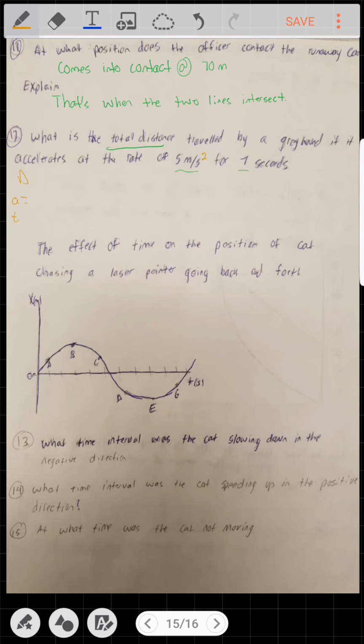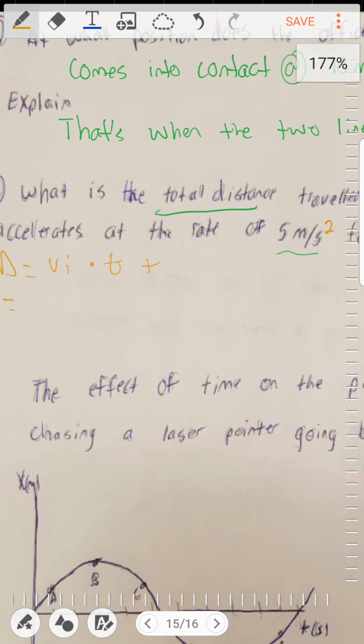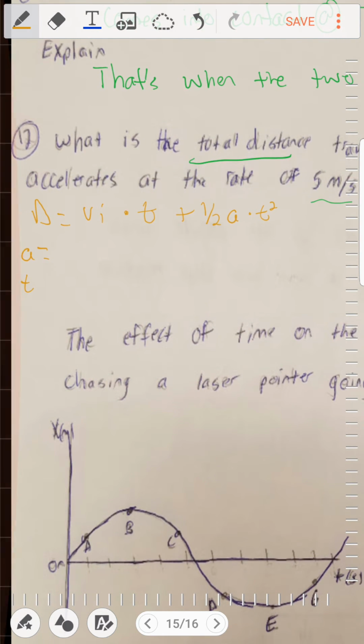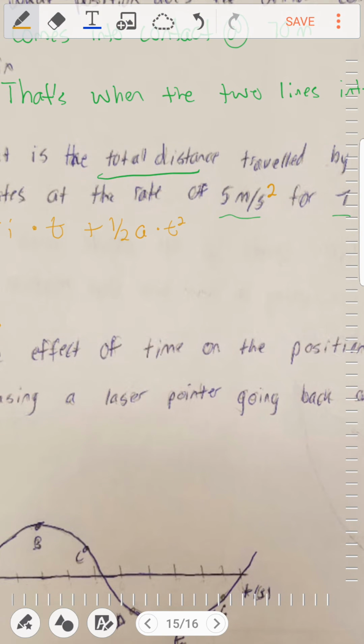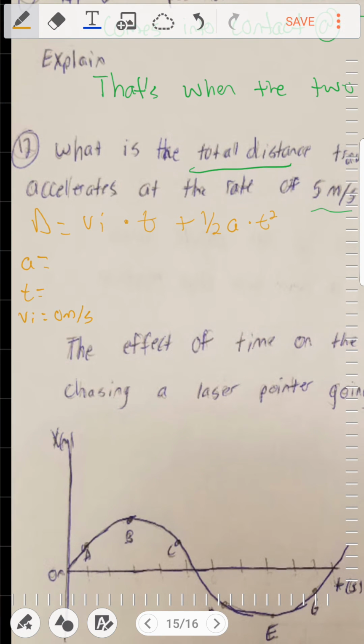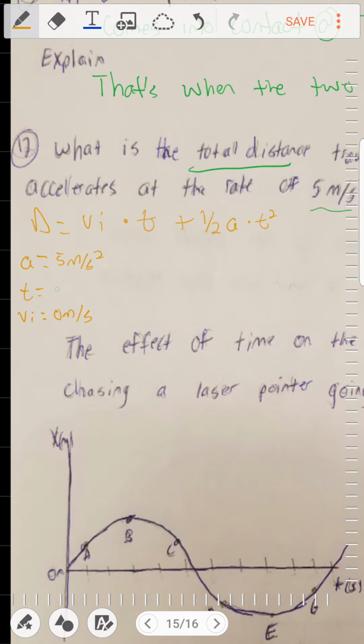This is the equation. D equals V sub i times t plus 1/2 a times t squared. Now, what variables do I have? I have acceleration, I have time, but I do not have velocity. What's my initial velocity? We assume the initial velocity is going to equal 0 meters per second. So assume your initial velocity is 0. Your acceleration is going to be 5 meters per second squared. And then your time is going to equal 7 seconds. So we've got our variables.